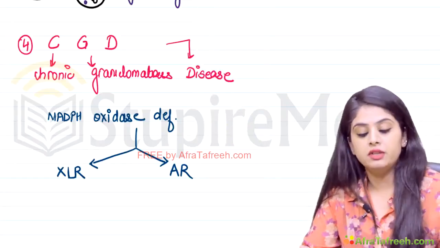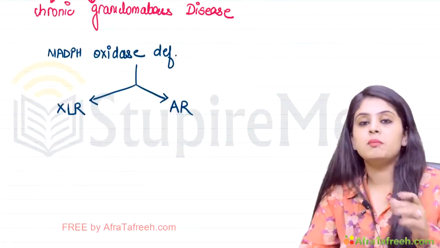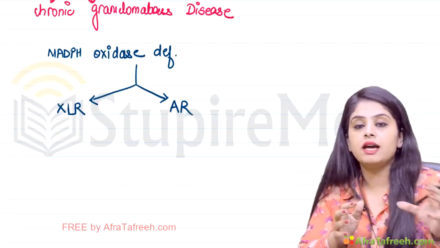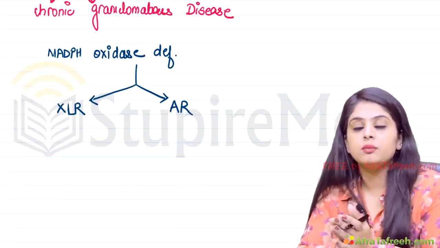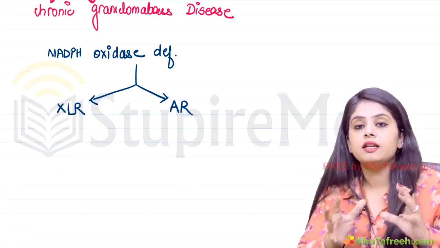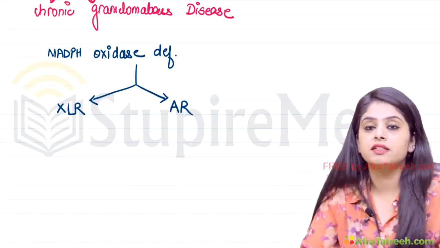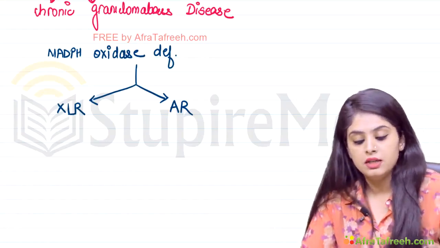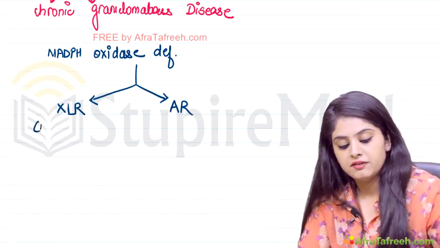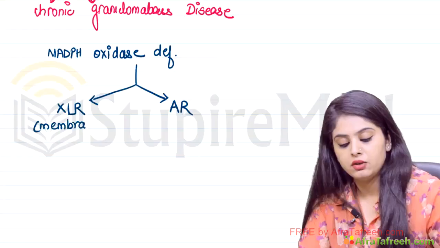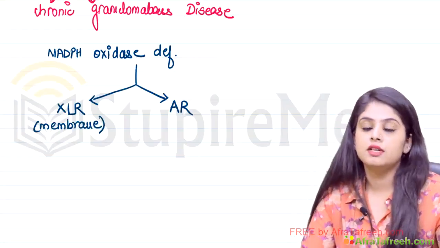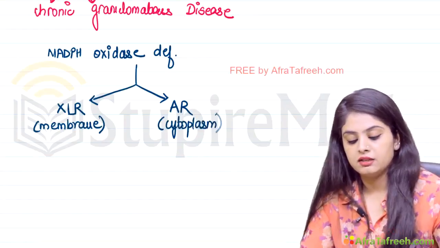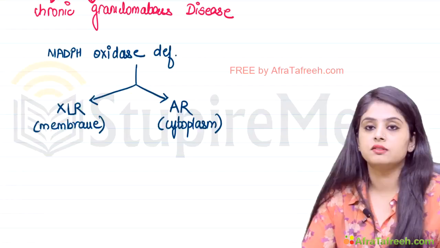What are the differences that you need to know, students? Remember we had studied that NADPH oxidase is going to have a membrane component and a cytoplasmic component. So when there are different types of defects in the membrane and in the cytoplasm, there are different inheritances that you need to know. X-linked recessive is mainly a defect in the membrane component of NADPH oxidase. And autosomal recessive is mainly a defect in the cytoplasmic component of NADPH oxidase.